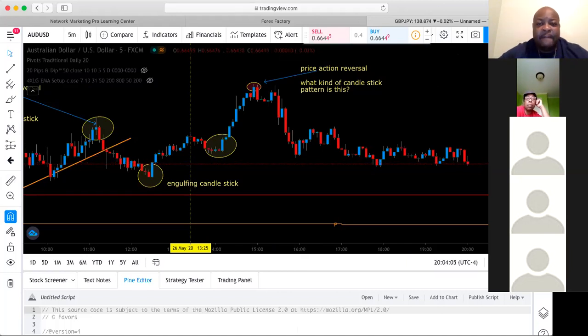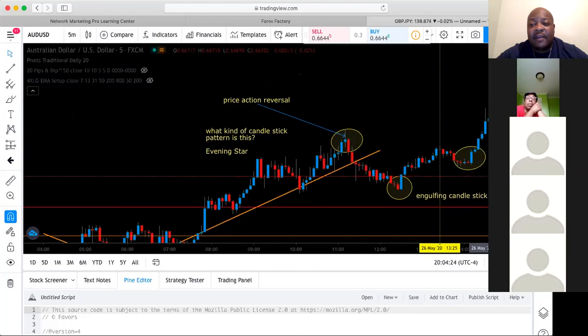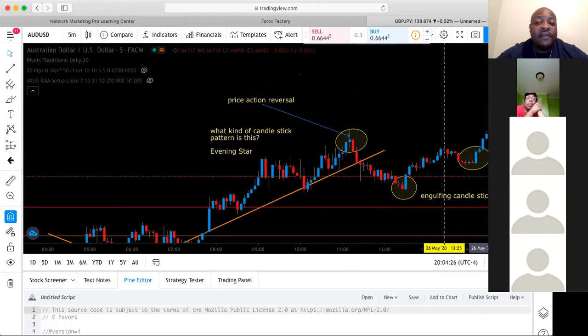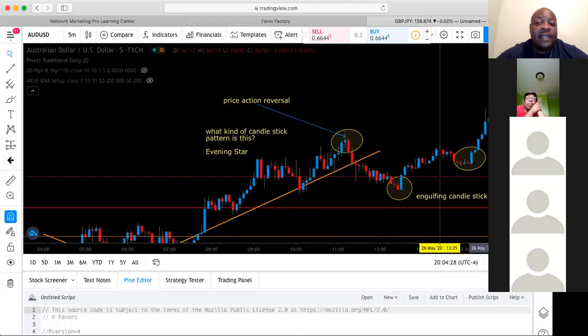We can continue there. Okay, so here it is. When you see these, when you recognize this and then pull back, that's when you enter. Pull back, you can enter right there. Now, what's getting ready to happen right here? We see another price reversal. But if you only see this right here, how do you know it's getting ready to reverse? That candle right there, y'all. That candle says something. What type of candle pattern is that?